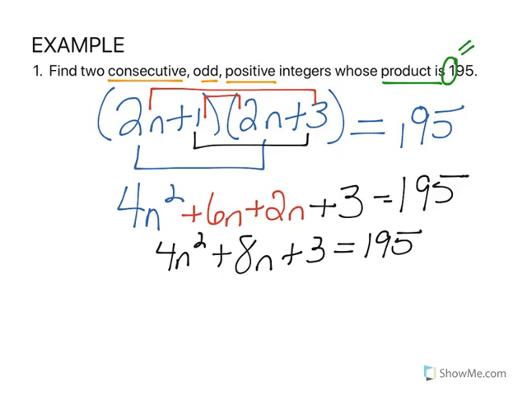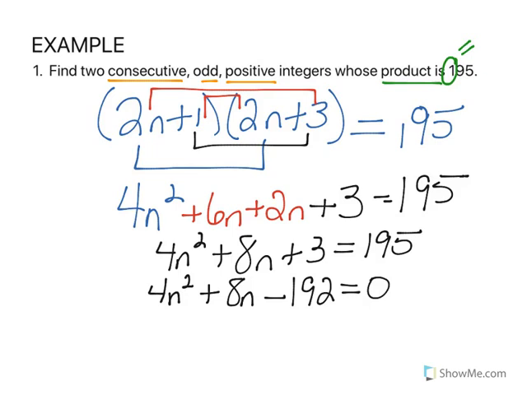equals 195. Then we want to solve it, so we need to get an equals 0 where the 195 is. If we subtract 195 from both sides, we'll get 4n squared plus 8n minus 192 equals 0. Now you could decide whether you want to use factoring, quadratic formula, or completing the square.